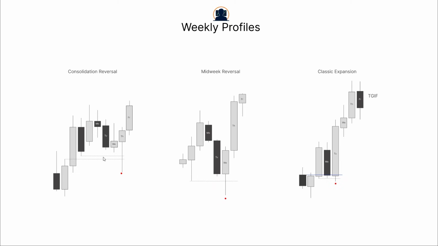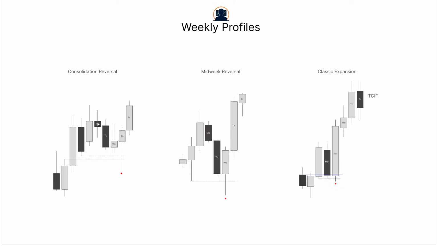And this is building on the previous video which I did on directional bias. If you haven't watched that video, I highly recommend you go watch it so you can better understand this video. We know that each day or week is going to open, trade into a key level, put its low, then it can expand. Like for this example, the consolidation reversal.